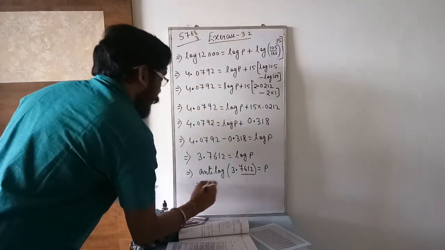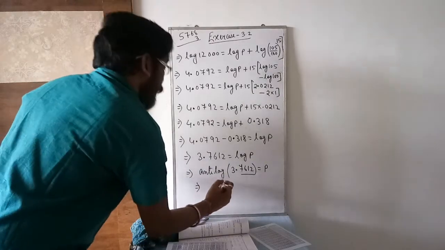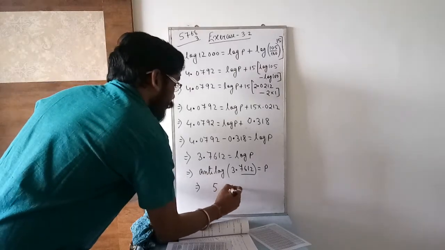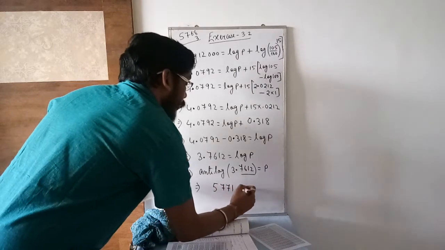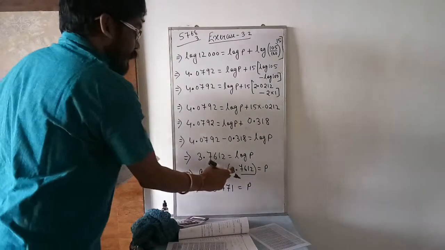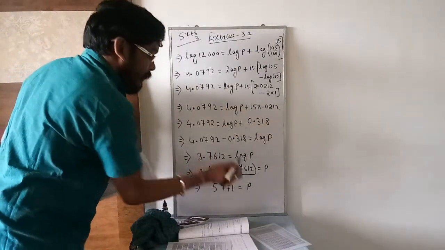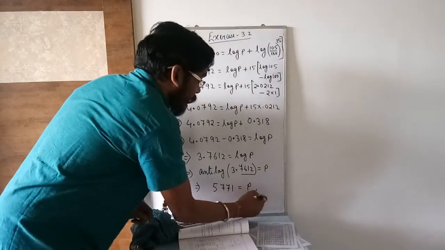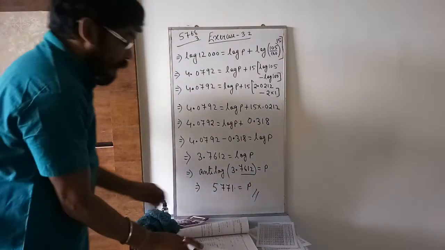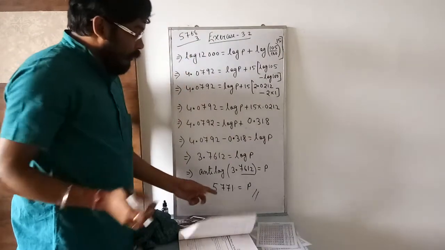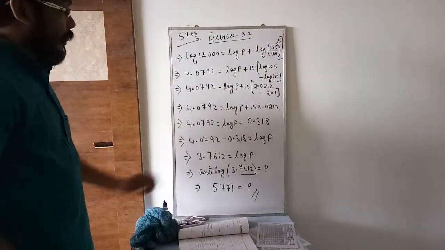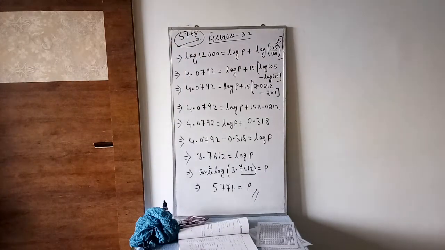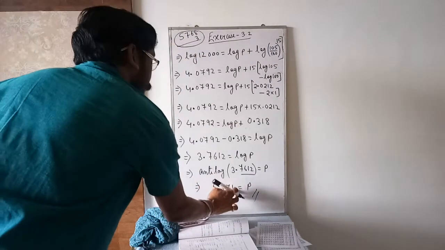So it will be 5 8 3 11, 1 carry 7, and here 7 equal to P. Here the characteristic is 3, so the decimal comes after 4 digits. So 5771. Let me check the answer. Okay, it is correct. In the book it is given 5771.70. No problem, 5771. So this is your final answer. Take the screenshot.